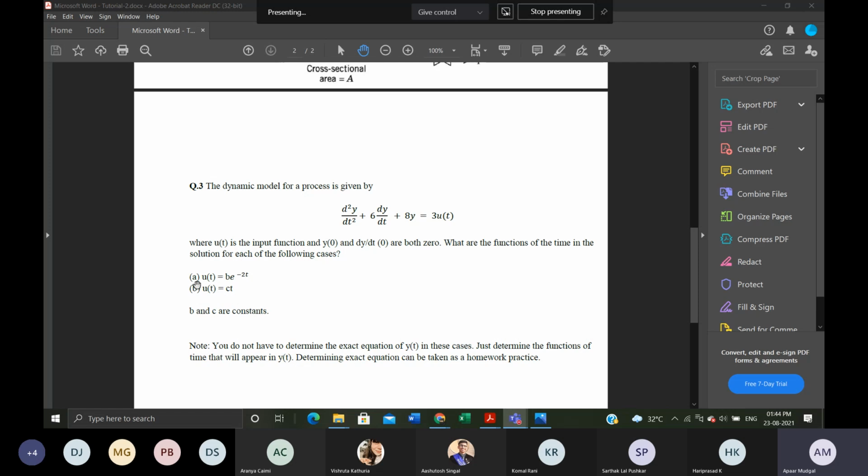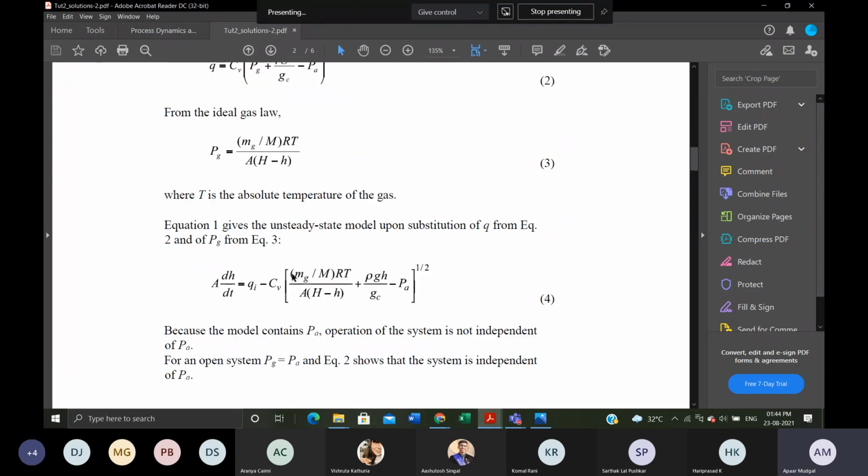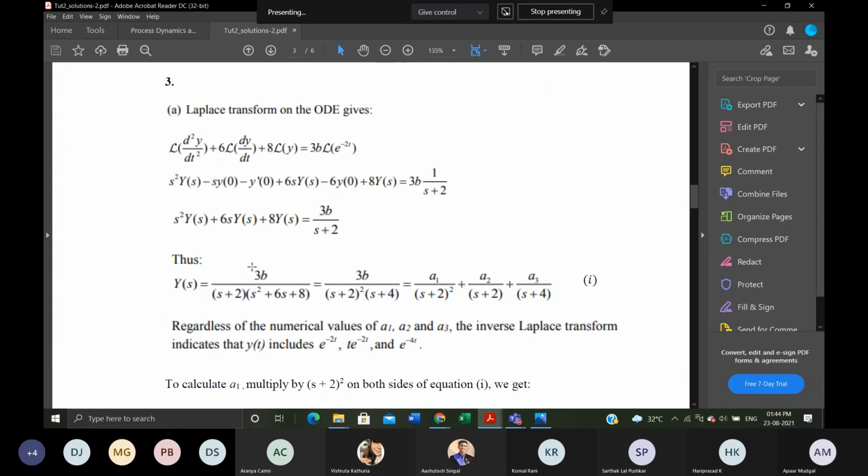So let's start with the first part of the question, which is u(t) equal to b e to the power minus 2t, and we just apply the Laplace transform on both sides of the equation, and using the standard Laplace properties, we get this equation, in which y(0) and y'(0) are given to be 0 in our question. So after putting 0 for both these quantities, we get our simplified equation there.